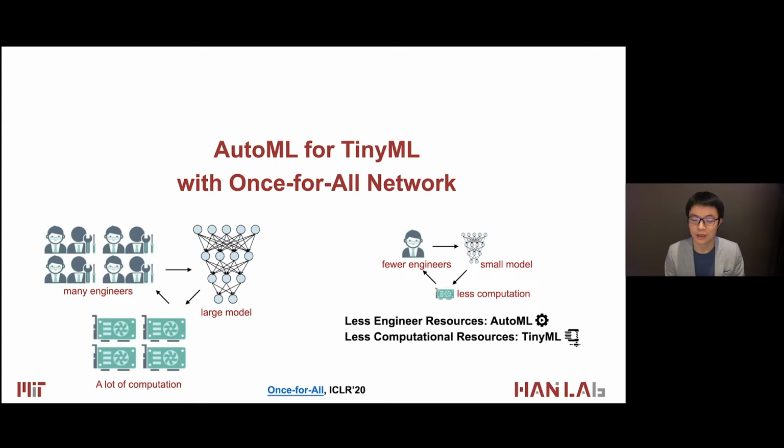So the goal of this project is to make AI more efficient with less engineering resource by AutoML and less computational resources to achieve TinyML. So that the whole pipeline will require fewer engineers and also produce smaller models and require less computation and make it more efficient to be deployed on edge devices.